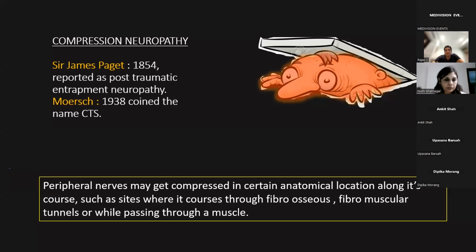In his first case, the median nerve got wrapped around the wrist and he had to amputate the hand to relieve the symptoms. And in the second case, there was a fracture in the distal radial shaft and he put a splint for that. But the term carpal tunnel syndrome was first coined in 1938 by Morse.